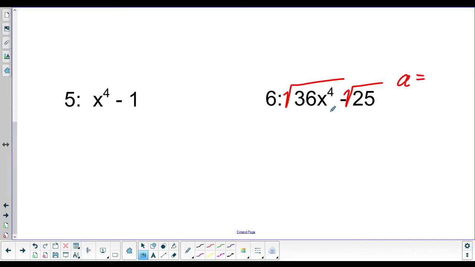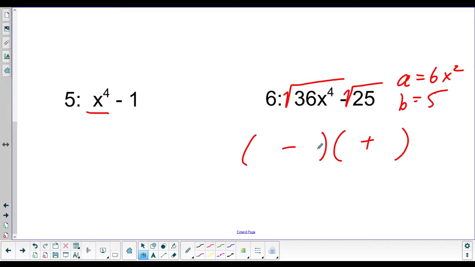Now a, what's the square root of 36? It's 6. What's the square root of x to the 4th? Well, we just saw over here that it's x squared. So a is 6x squared. B, the square root of 25 is 5. Parentheses. Oh, I changed the order. It's fine. It doesn't matter. 6x squared minus 5. 6x squared plus 5.